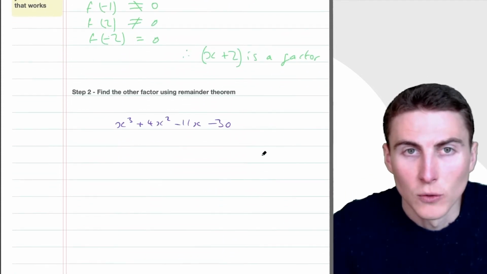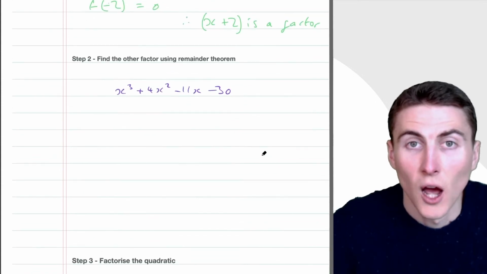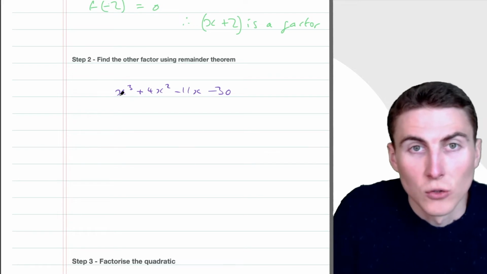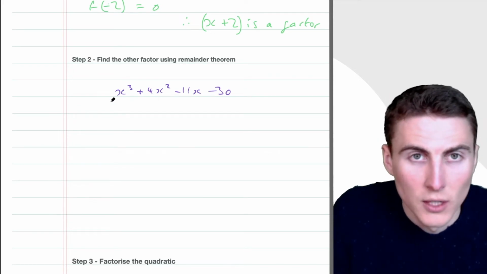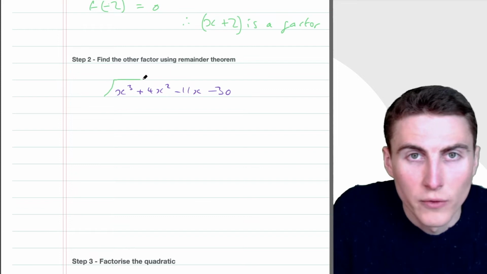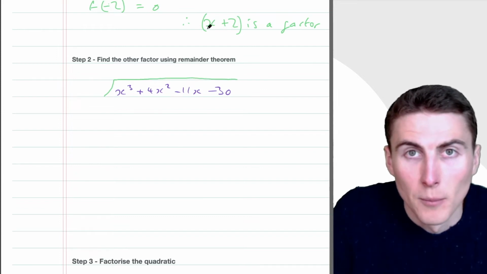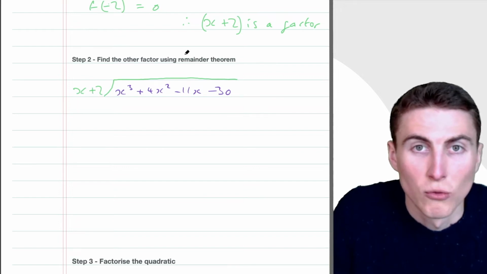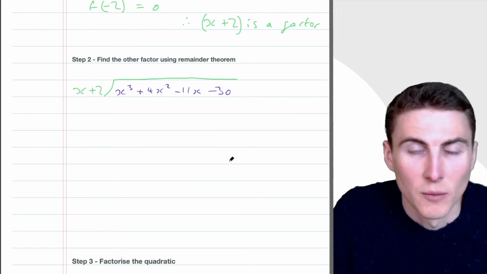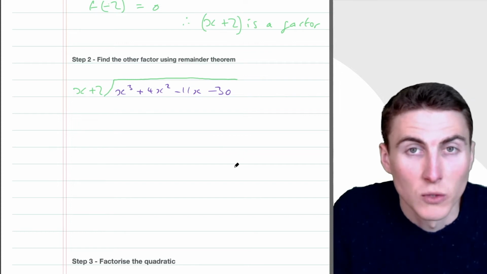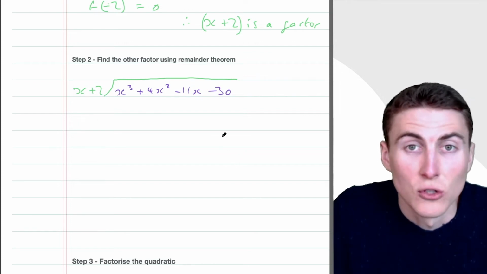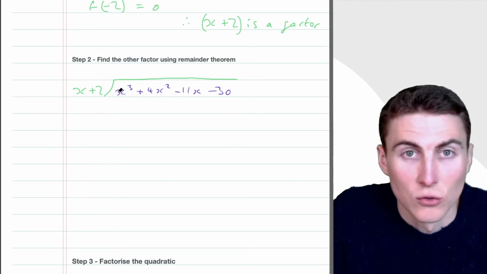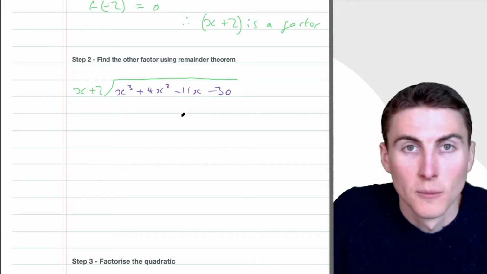And then step 2 is that you need to find the other factors using remainder theorem. So you take your entire cubic that you were given, and the aim is to divide all of this by x plus 2. This is sometimes called remainder theorem because you see if you end up with a remainder, and what it is. Although if this is a factor, you shouldn't end up with any remainder. Sometimes you also call it algebraic division because you're dividing something by algebra.